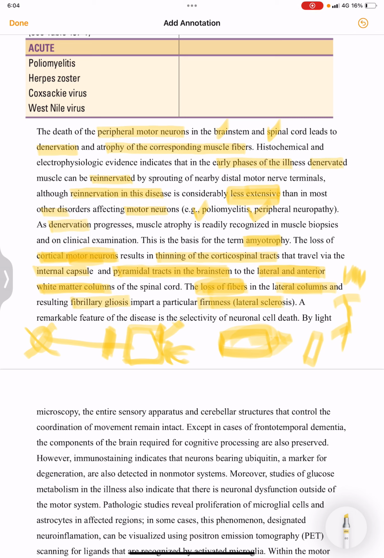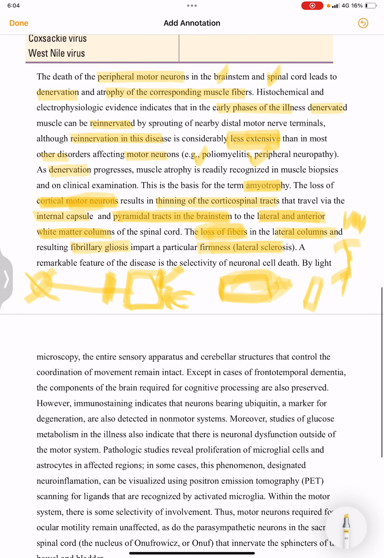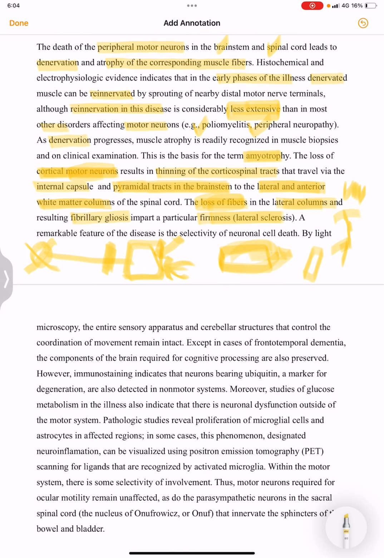Muscles are atrophied, and the degenerated columns are replaced by fibrillary gliosis. So this is called amyotrophic lateral sclerosis, which involves both upper motor neurons and lower motor neurons. A remarkable feature of the disease is the selectivity of the neuronal cell death. What is the remarkable feature of this disease? The selectivity of the neuronal cell death.